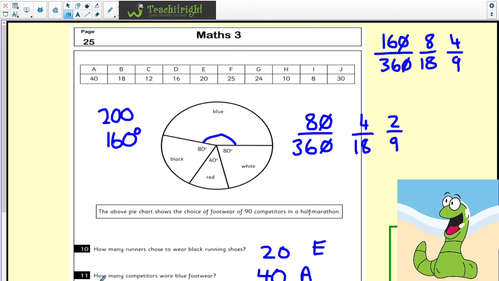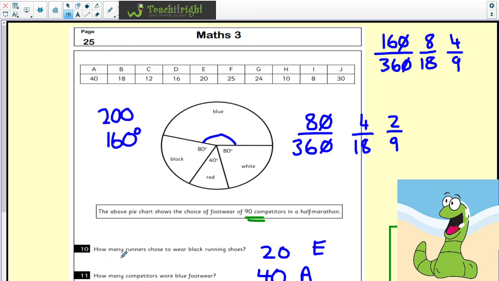Moving on to question 10 and 11, we're given a pie chart here, and the above pie chart shows the choice of footwear of 90 competitors in a half marathon. I think the important thing to recognise here is that the whole pie chart is worth 360 degrees. Now, the easiest way sometimes to work out some of these questions is to actually put the degrees into fractions, and then we're going to simplify those fractions, and then we can find fractions of 90 competitors.